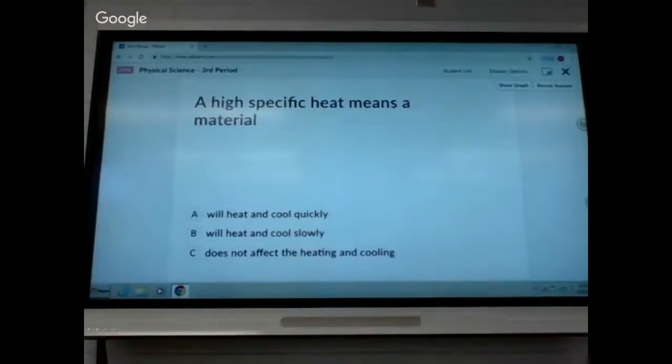All right, read the question. How specific heat means what? And choose your answer, A, B, C, or D. Oh, they don't have a D on this, just A, B, or C. I'm not giving you long. We're going to do about 6 or 7 questions, and then we're going to move on.